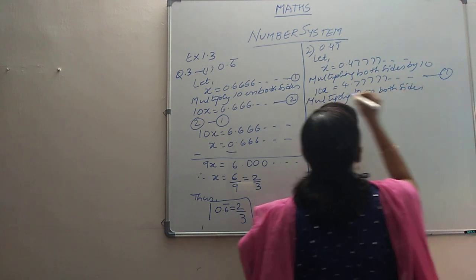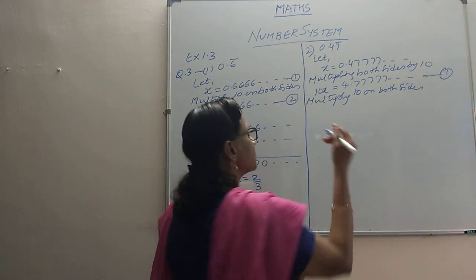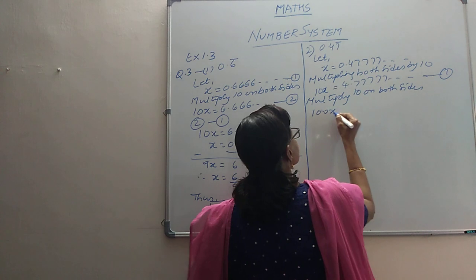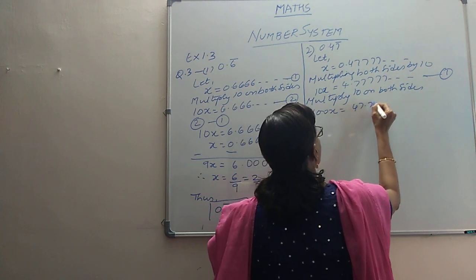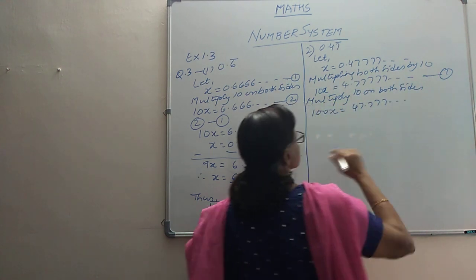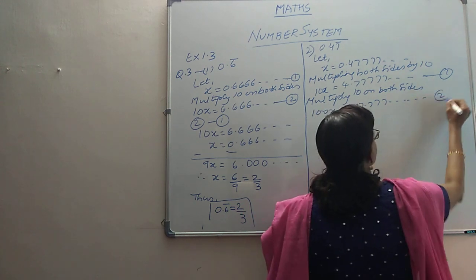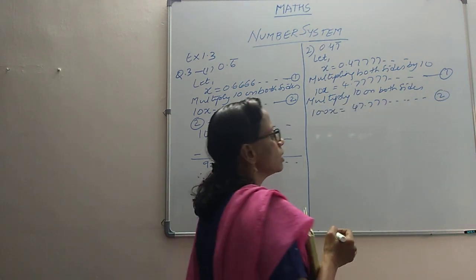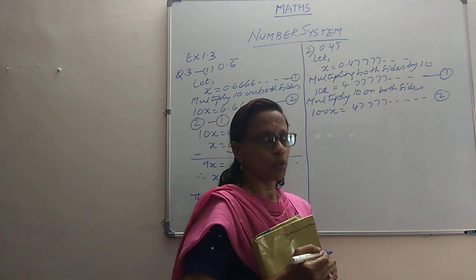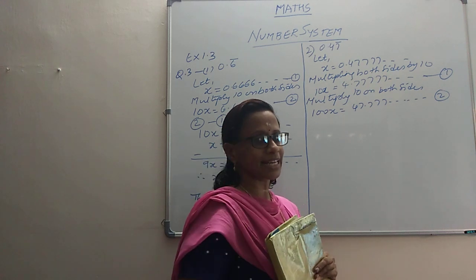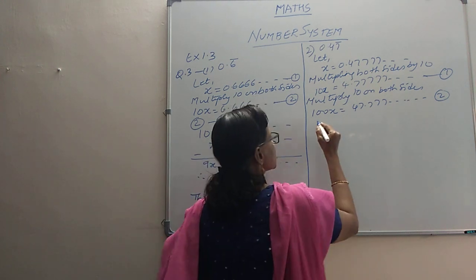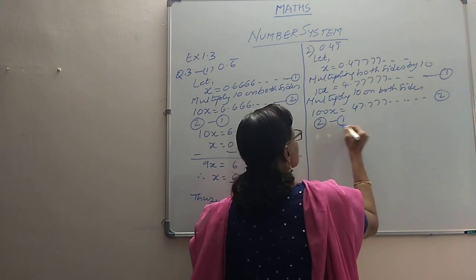So what happens? There is already a 10x. 10x into 10 makes it 100x, and here it is 47.777 because of this multiplication by 10. So we've got now equation 1 and equation 2 both. As we had done there, it's a tailor-made format. Our next step is to subtract equation 1 from equation 2.